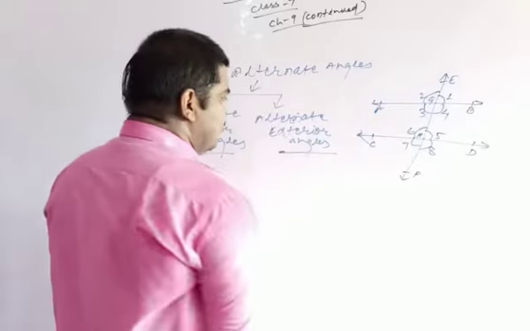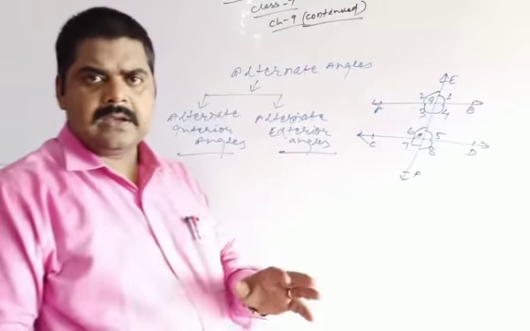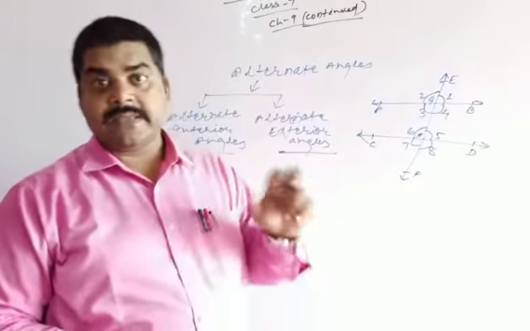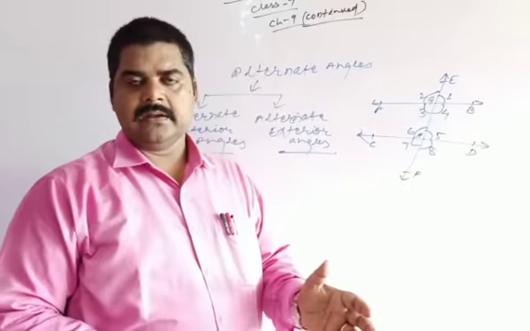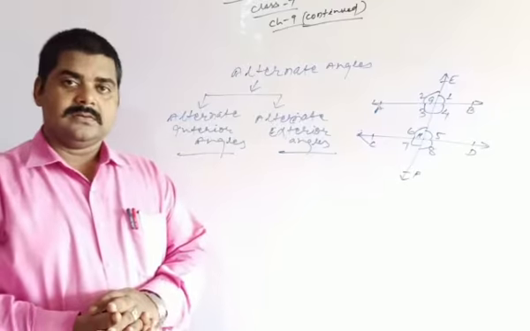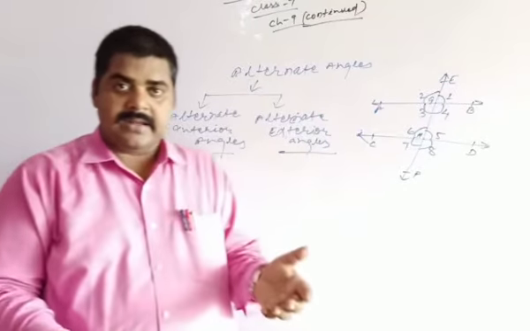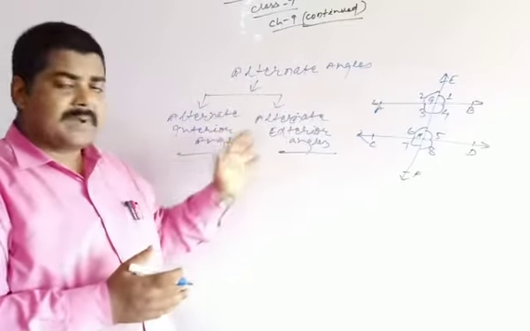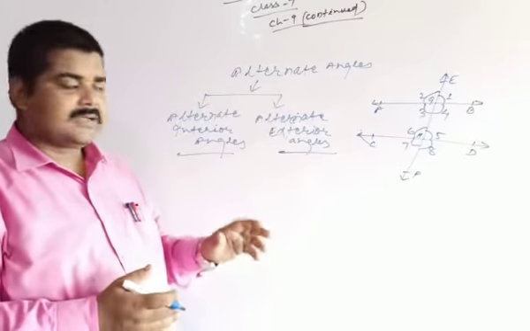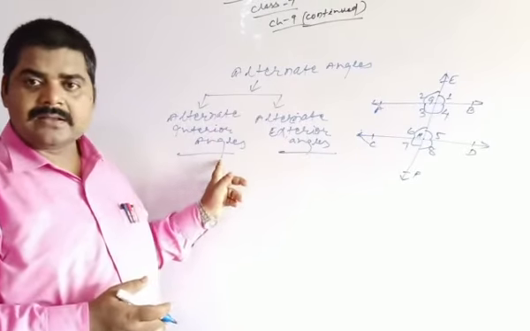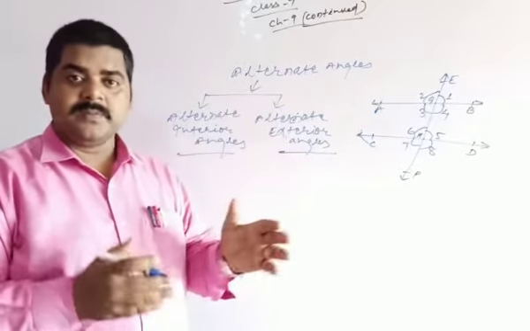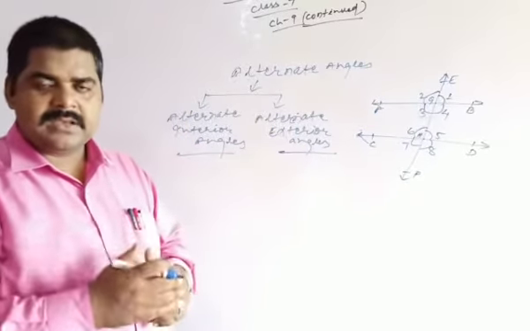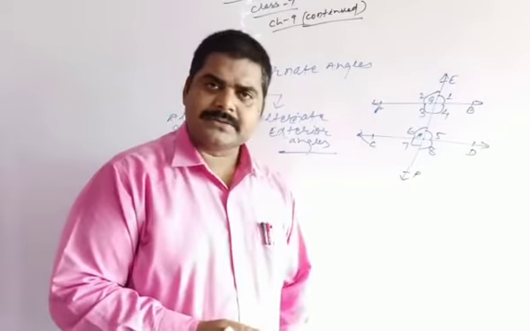Regarding alternate interior and exterior, alternate interior angles refers to interior with interior and exterior with exterior. Alternate angle is a relation. You know that alternate angles is the relation of two angles, and it has been classified into two categories. Alternate interior angles are the relation between interior angles, and alternate exterior angles is the relation among the exterior angles.